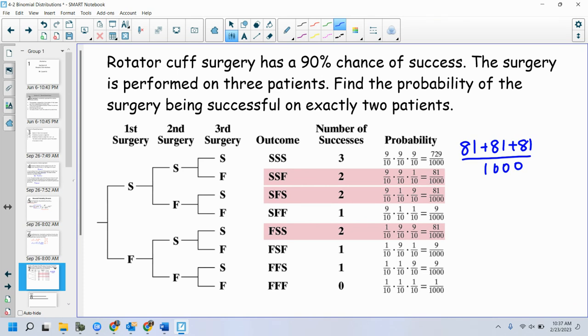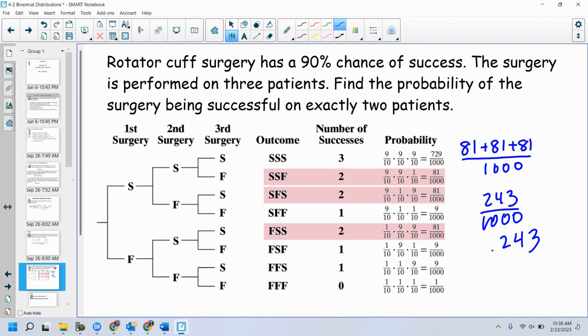And how did we get that 81? Well, the probability of success is 0.9, right? 90% success rate. So really it's 9/10 times 9/10 times failure, 1/10, right? Or in other words, we can put that 1 anywhere. The multiplication is commutative. Okay, so 81 plus 81 plus 81 gets me 243. 243 out of 1,000. So 0.243, right?